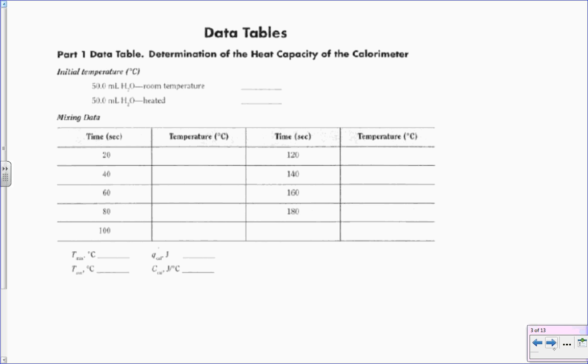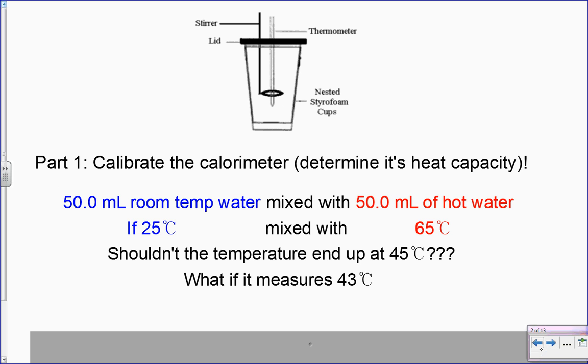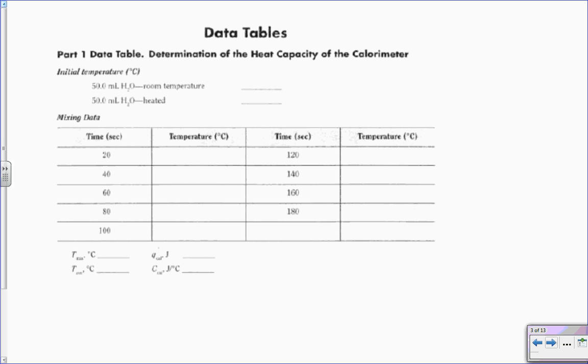Now in part two, what we're going to be doing is, oh, and about part one, you'll notice the data table here. This is the data table we're filling in. Just a couple of quick reminders. First of all, we've got 50 milliliters water at room temp, 50 milliliters that we're heating up. The room temp water, that's what we're going to call the initial temperature. So T initial that it talks about in the lab, that's our initial temperature in the calorimeter. And we measure the temperature of the hot water right before we dump it in. And then over time, we're going to record at different times what the temperature is.